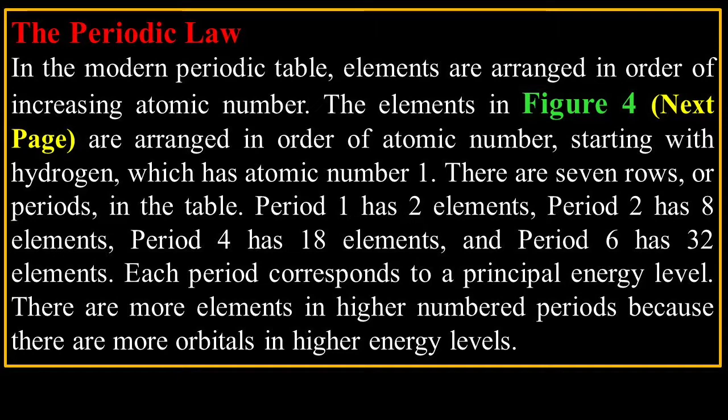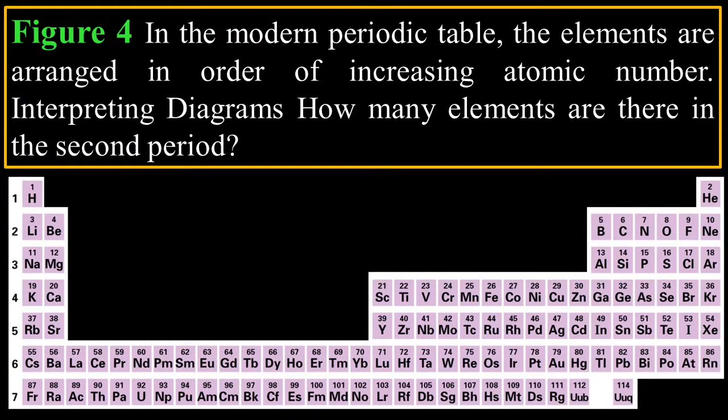So now let's look at the periodic table that started to take shape. See that it's a bit clumsy looking relative to what we know today. In the modern periodic table, the elements are arranged in order of increasing atomic number. Interpreting diagrams. How many elements are there in the second period? There are 8. Lithium, beryllium, etc. That particular period. Okay. Let's begin again.